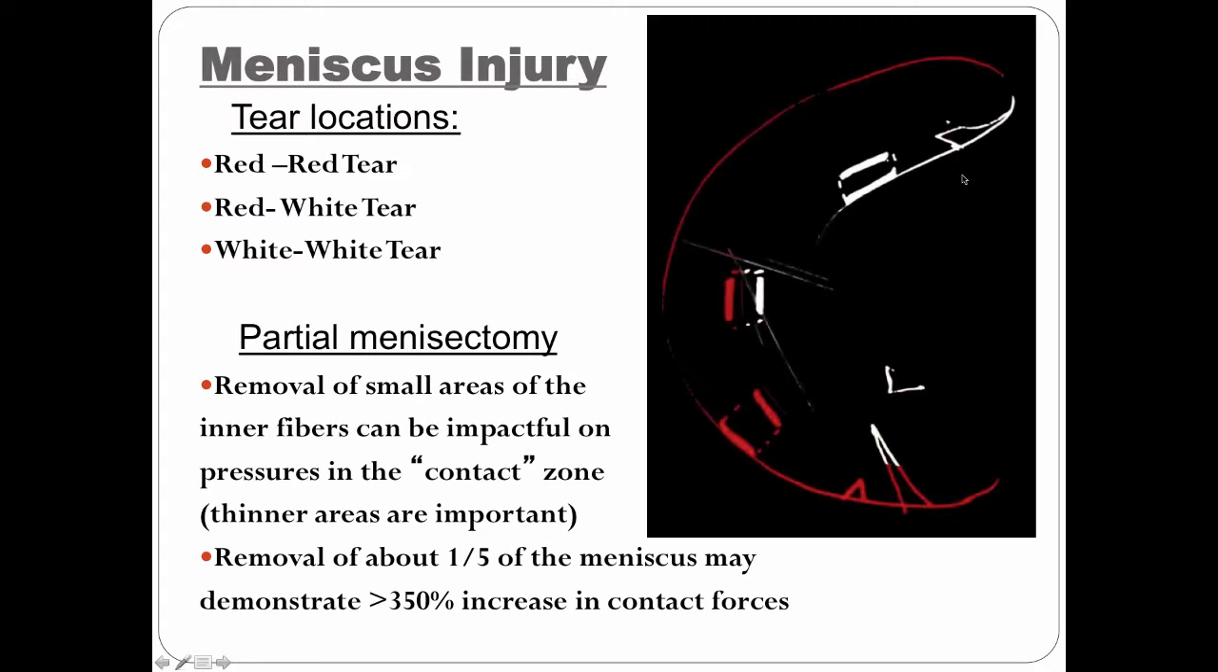And so the thinner area here in the white zone is the contact zone. It is a real important area because, again, this is impacting the load and the stress that's transmitted across the joint. So some studies have shown that if you take out about a fifth of the meniscus, it's going to increase your contact forces by as much as 350%, which is then going to lead to osteoarthritis at an early age. And I think that it's only like 10% of the meniscus removed that exponentially increases your risk of osteoarthritis later on.